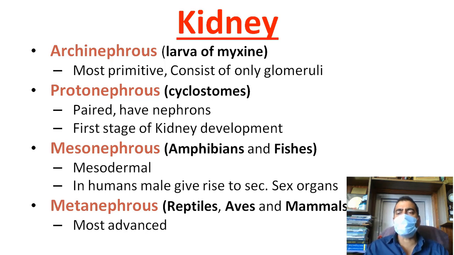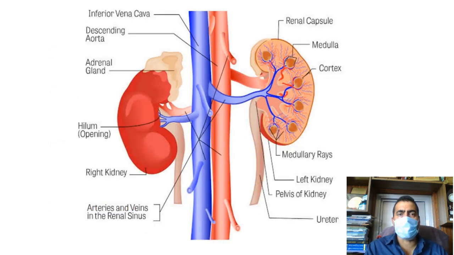And then another kidney, a well-developed kidney, which is present in reptiles, aves and mammals, and this is the most advanced kidney. But if we compare the kidney of aves, reptiles and mammals, in mammals the loop of Henle is highly developed. In aves, the loop of Henle is present but not fully developed, whereas in reptiles it is absent. The loop of Henle basically helps in the reabsorption of some solutes and some water.